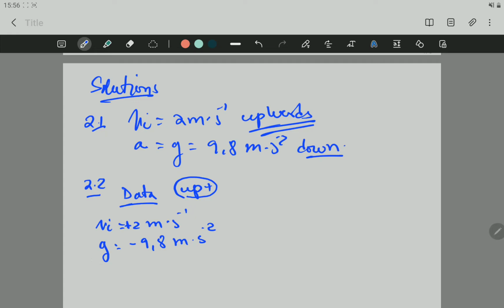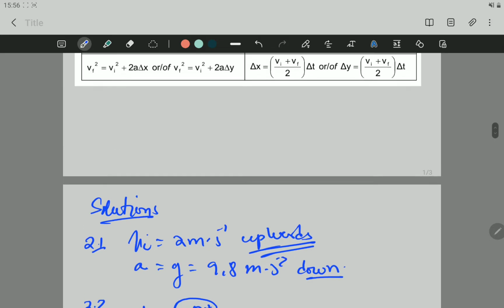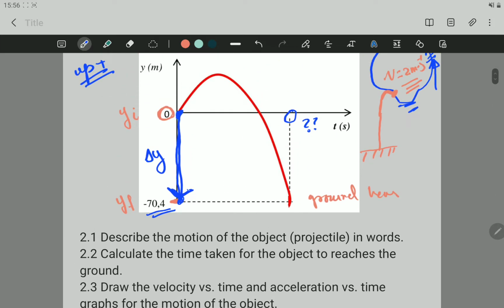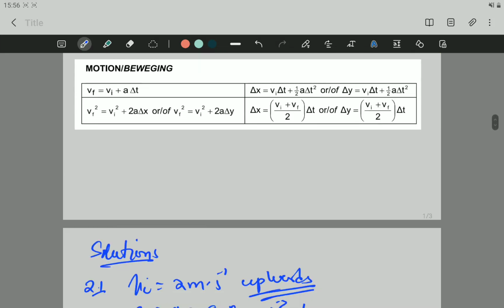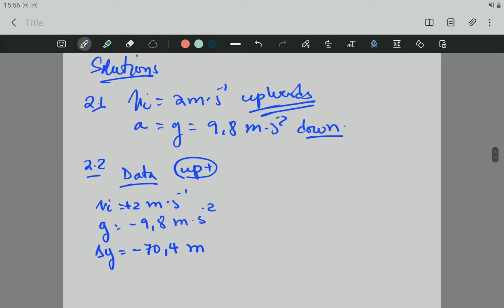What else do we know? The displacement of the object is given and is minus 70,4 meters. Minus because it's downward. See here the vector showing down, minus 70,4. Okay, so this is the data and we're looking for the time.